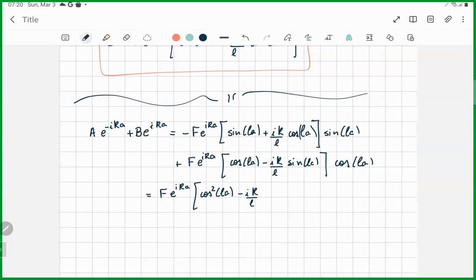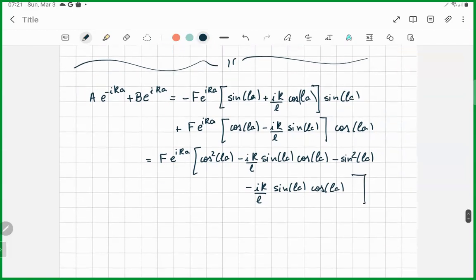Let's write this as sine and cosine. Good. Now I go for this top. In this top, careful, we have a minus sign there. So we have minus sine square. And we also have minus, I'm going to put it here, minus ik over L, sine and cosine.